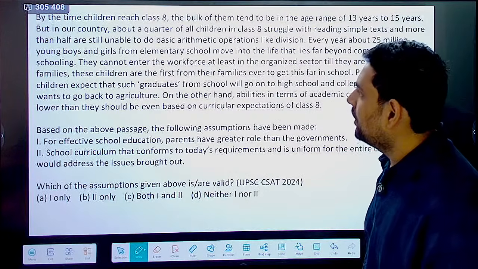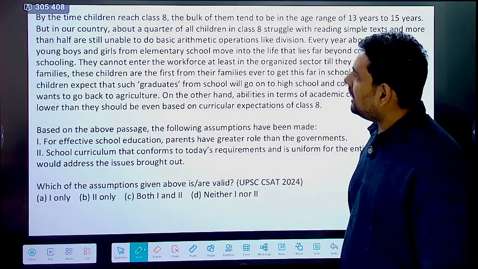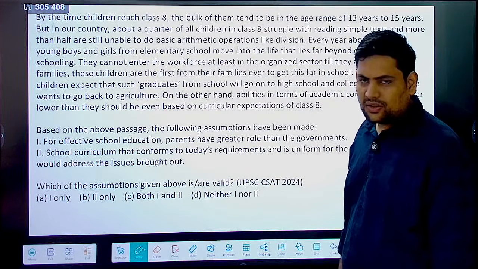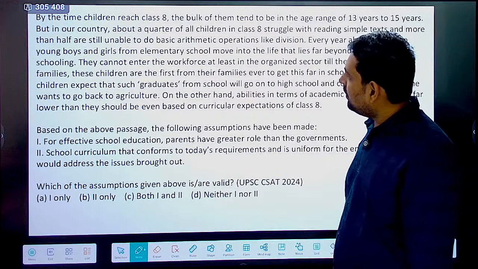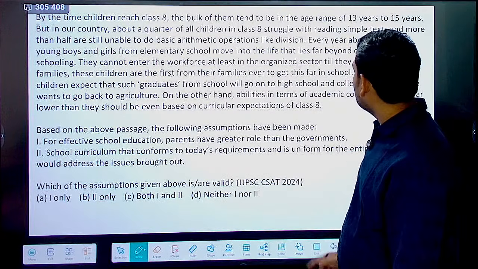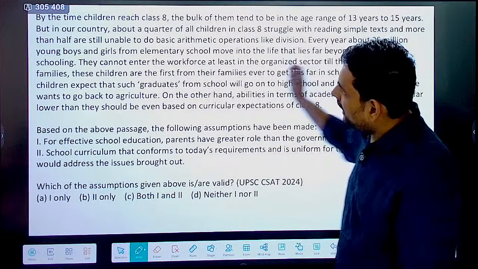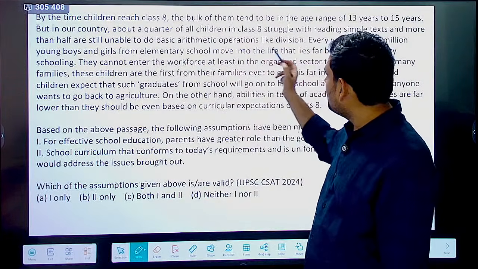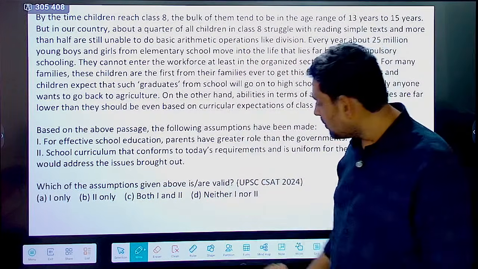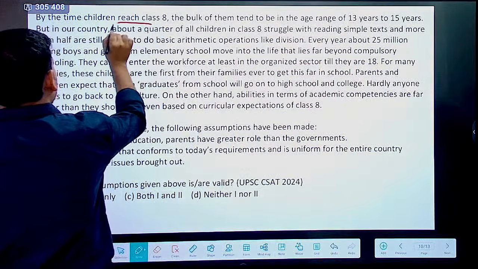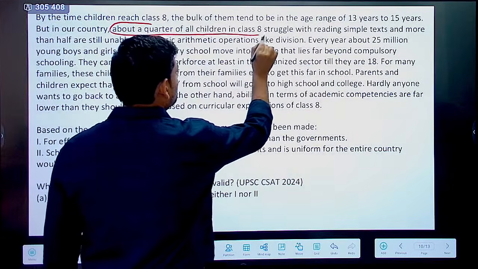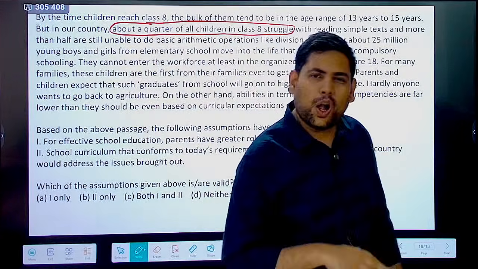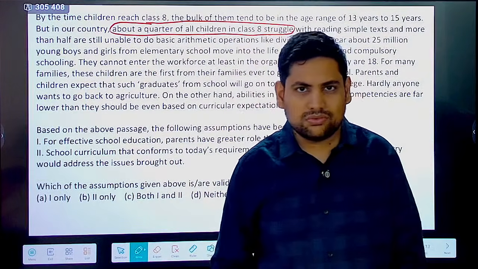Okay, let's see. So it says by the time children reach class 8th, the bulk of them tend to be in the age range of 13 to 15 years. But in our country, about a quarter of all children in class 8th struggle with reading simple text, and more than half are still unable to do basic arithmetic operations like division. Now, what you should be marking is only this. About a quarter of all children in class 8th struggle. Correct? Now how they struggle, what they are not able to do, not very important.